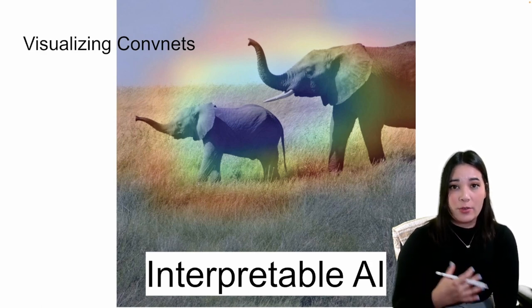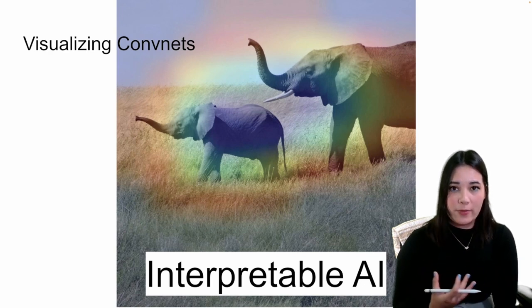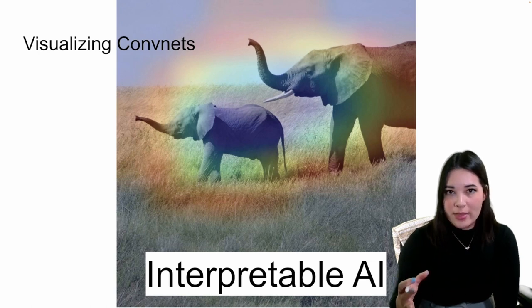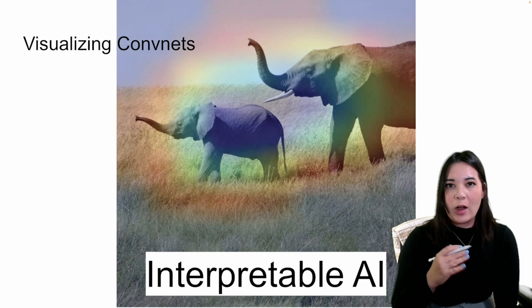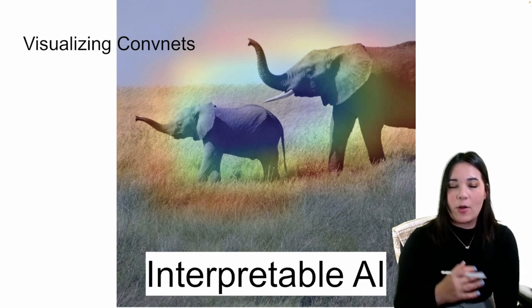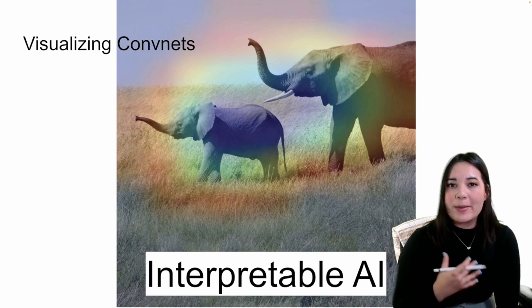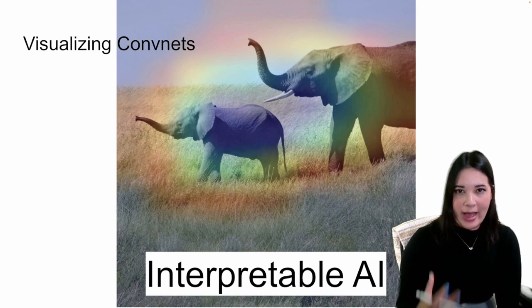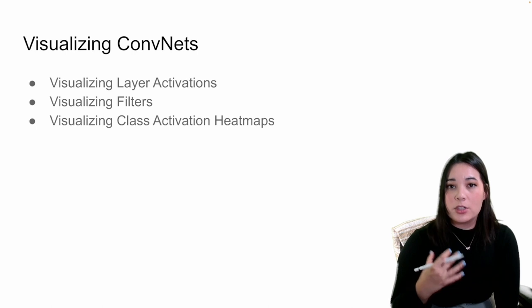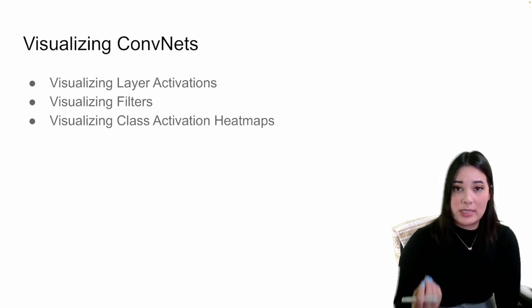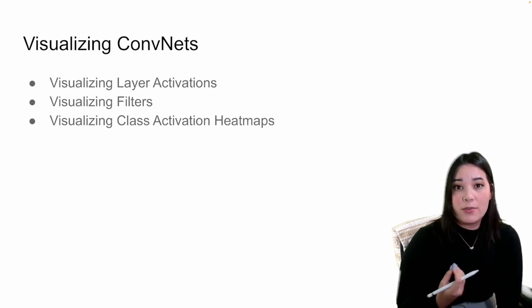Often when we talk about neural networks, we're concerned about the fact that they're black boxes. It's really hard to tell why the models are doing the things they're doing and making the predictions they're making. However, convolutional neural nets allow a really cool way to have interpretable AI, where we can basically see why and how the model is making decisions. To do this, we basically create visualizations of the process of the convolutional net.